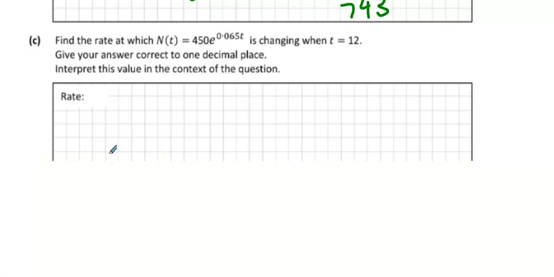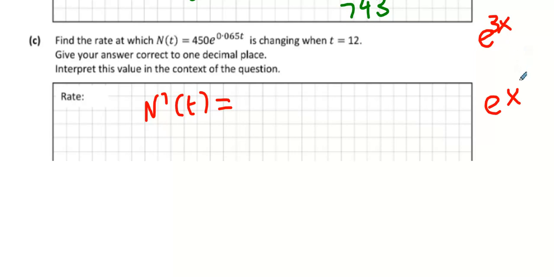Usually means the first derivative's on. Okay? So we're going to differentiate this. What's the rule when you're differentiating e to the x? You get e to the x, yeah? What happens when you differentiate e to the 3x? You get e to the 3x, but then you differentiate the power, and you get another 3, don't you? So that's rejogging your memory.